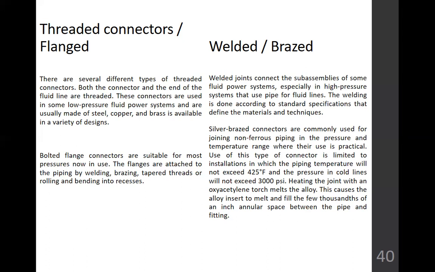Use of this type of connector is limited to installations in which the piping temperature will not exceed 425 Fahrenheit and the pressure in full lines will not exceed 3000 psi. Heating the joint with an oxyacetylene torch melts the alloy. This causes the alloy insert to melt and fill the few thousandths of an inch annular space between the pipe and fitting.